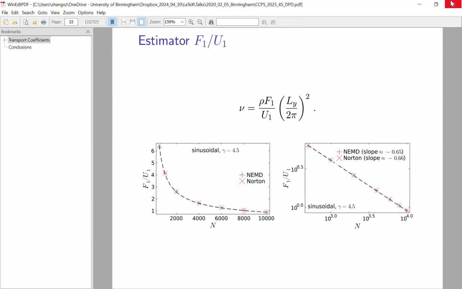the reason why we measure this F1 over U1 is because rho is the particle density, which is constant. Ly is the length of the box in the y direction, so again, it's a constant. Only the F1 and the U1 are variables here. And that's why we plot F1 over U1 here.